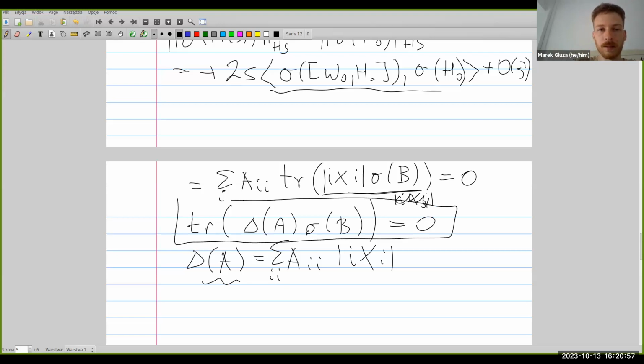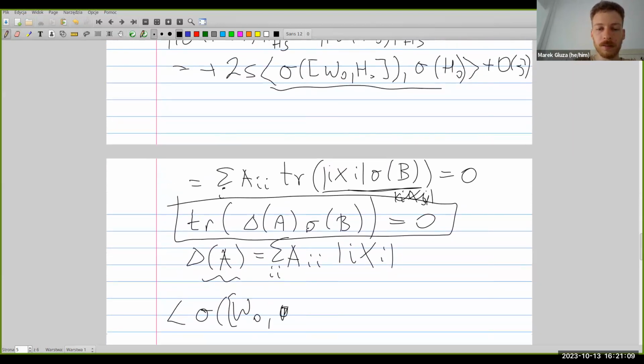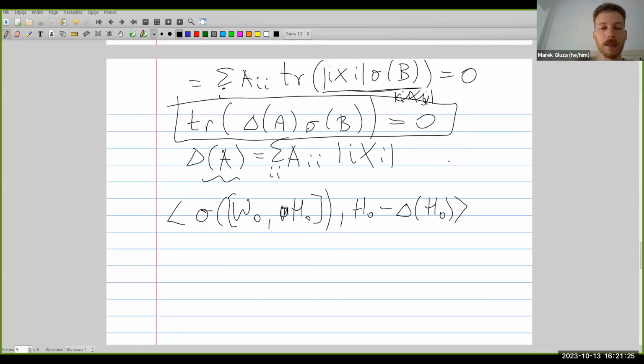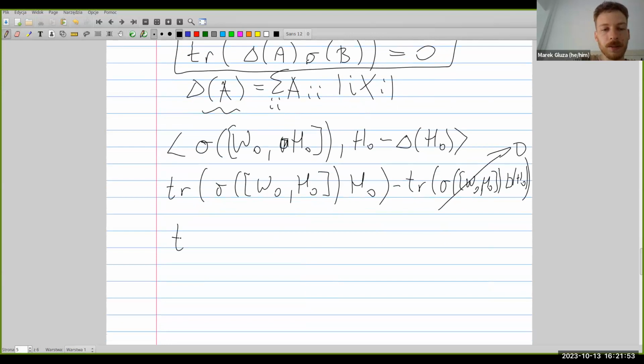So basically, this is an off-diagonal matrix, so it has to be zero. So we have this equation here, which is useful because above we have sigma of W0 commutator with H0. And here I have H0 minus delta of H0. Okay, so I will have trace of sigma W0 H0 times H0, all the stuff Hermitian, so fine, minus trace of sigma of this bracket W0 H0 close delta of H0. And because of what I explained, this is zero.